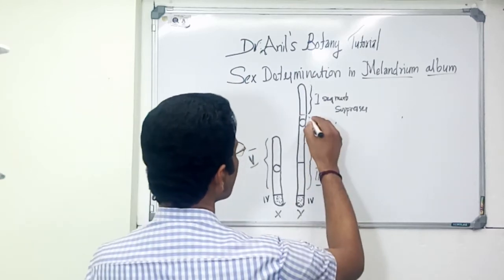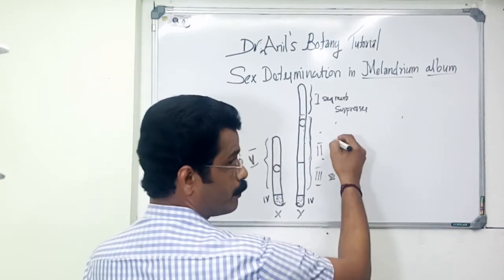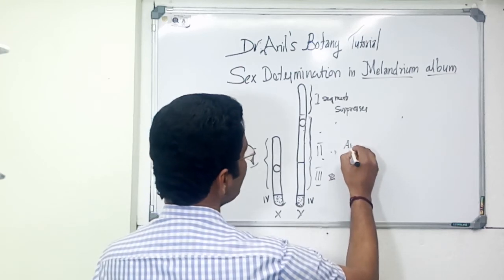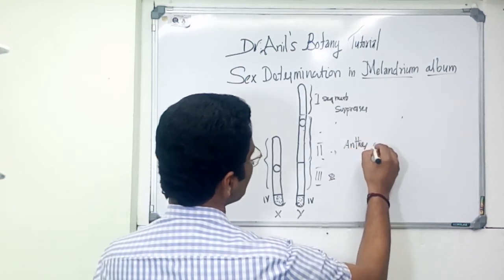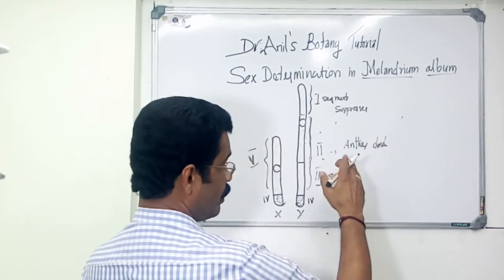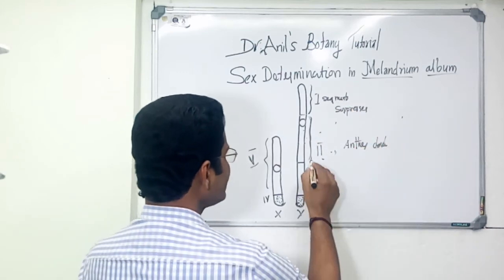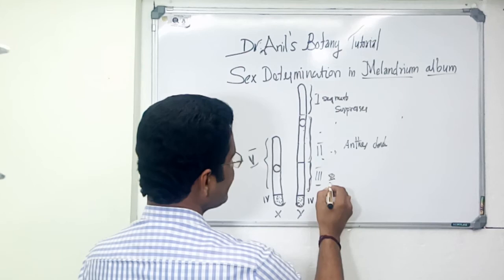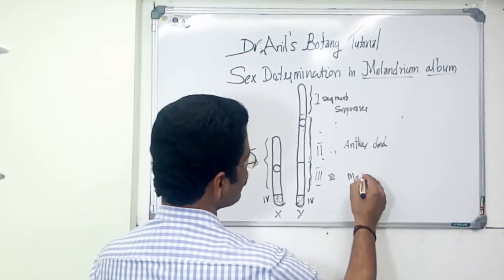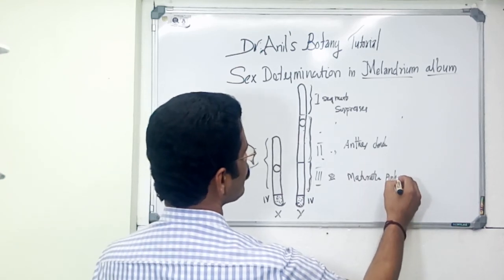And the second segment promotes the initiation of anther development. It initiates the development of anther. And the third segment controls the maturation of this anther. Right?